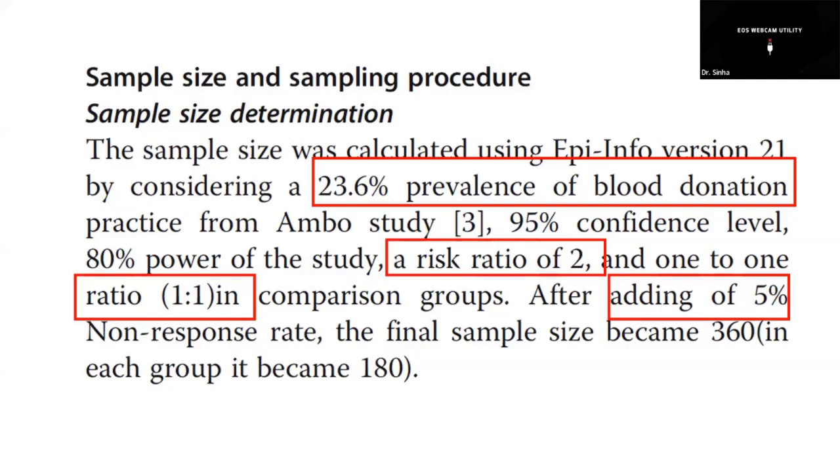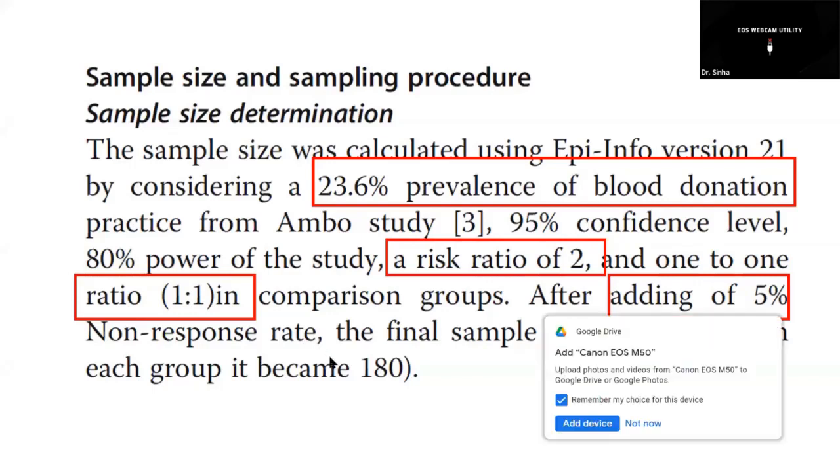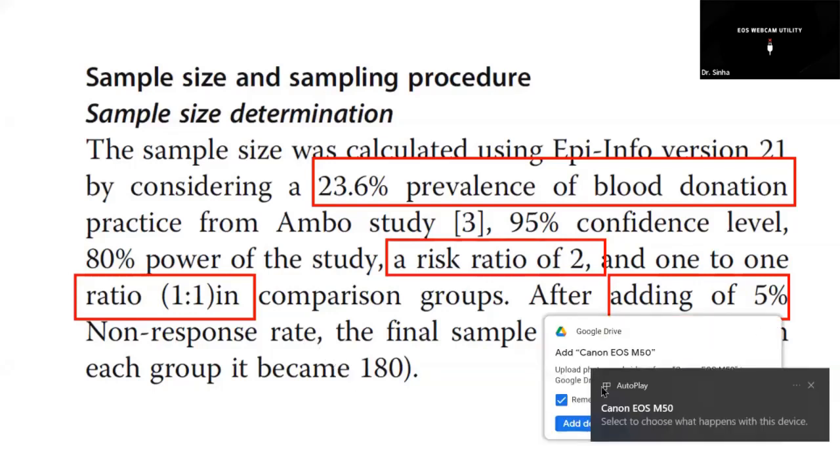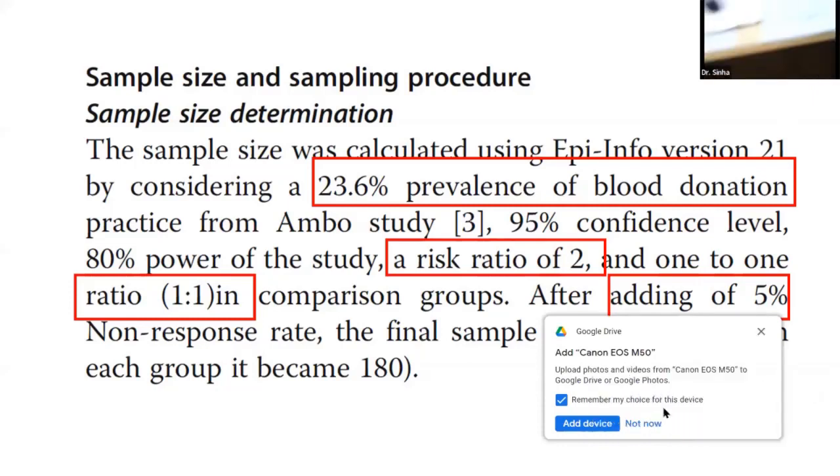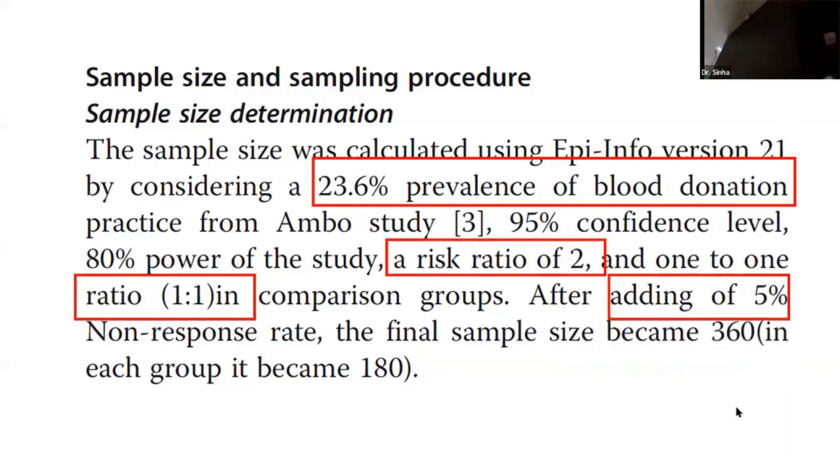And then a 1-to-1 ratio is there in this comparison group, meaning the non-health and health, they will take an equal number of students in both categories. And then they have added a 5% non-response. That means they have taken the response rate as 95%. So now let's see the sample size calculation. It was 23.6%, so I will take it as 24%.